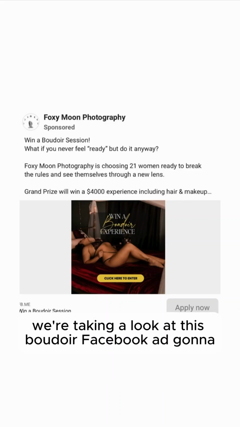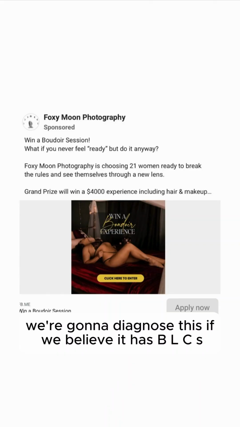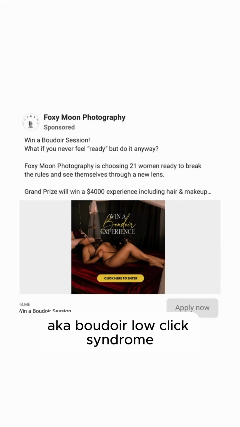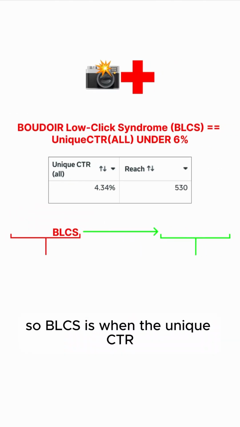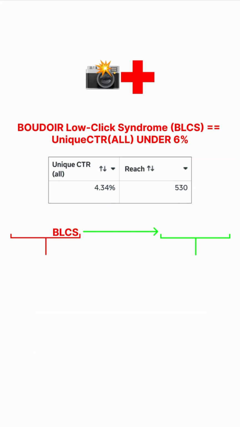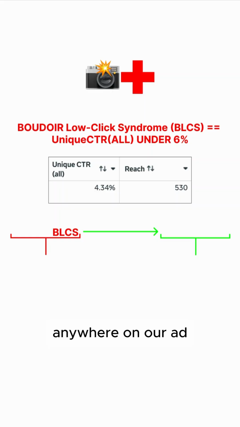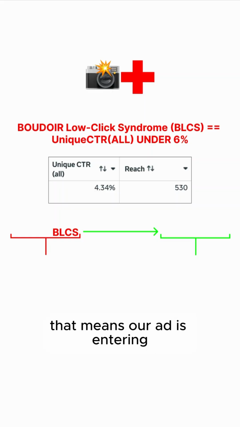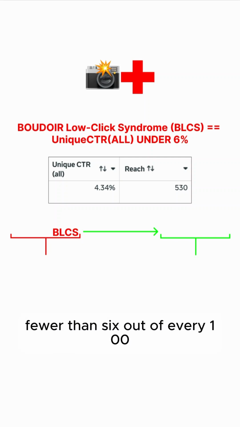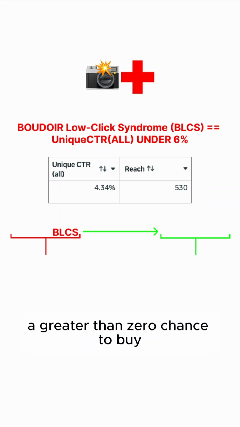All right, y'all, we're taking a look at this Boudoir Facebook ad. We're gonna diagnose it, see if we believe it has BLCS, aka Boudoir low click syndrome. BLCS is when the unique CTR on our Boudoir Facebook ad is under 6%, aka fewer than 6 out of 100 women are clicking anywhere on our ad. That means our ad is entering fewer than 6 out of 100 women's brains, and that means fewer than 6 out of every 100 women that see our Boudoir Facebook ad have a chance, greater than zero chance, to buy.